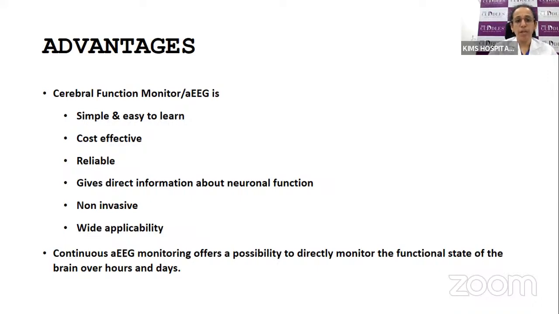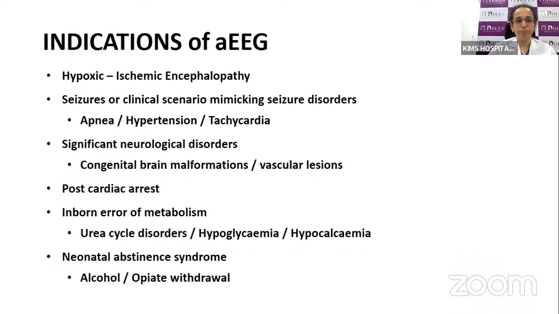This amplitude integrated EEG is a handy machine, and it is simple and easy to learn. It's also cost effective and reliable, and we can get direct information about the baby's neurological function and cerebral activity, and it is non-invasive. If we don't use the needle electrodes and apply hydrogels, then it becomes non-invasive and easy to use, and it has a wide range of applicability in all the CNS conditions. So it helps to continuously monitor the functional state of the brain over hours to many days as well.